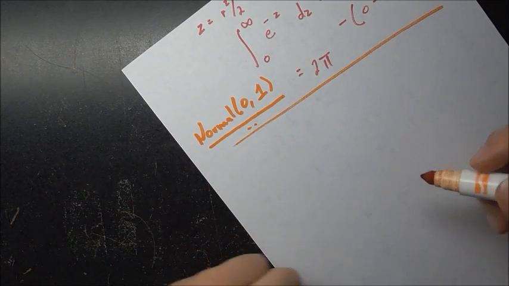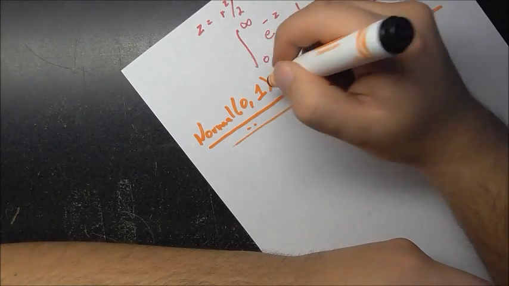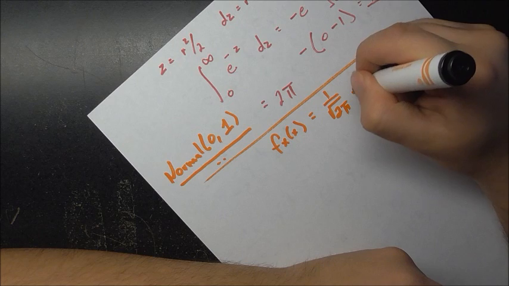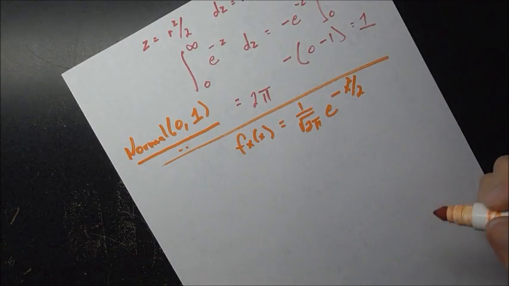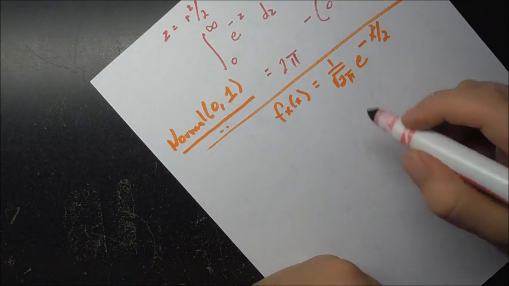So we're going to work with this guy. The PDF of this guy, if we plug in mu equals 0 and sigma squared equals 1, is just 1 over rad 2 pi e to the negative x squared over 2. Okay, it looks a lot nicer than the general form. Now what we want to do is find the moment generating function of this guy.